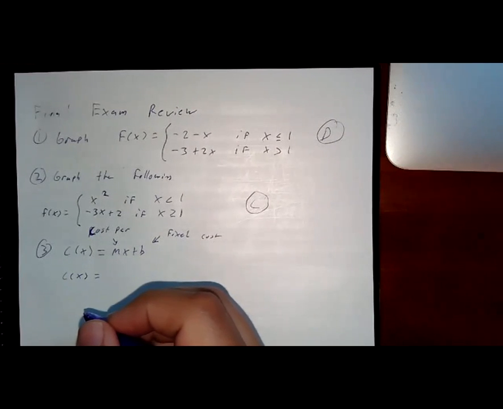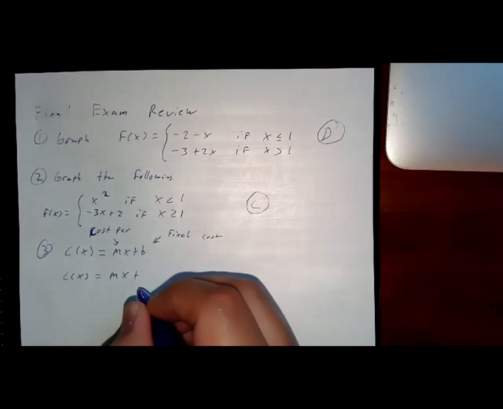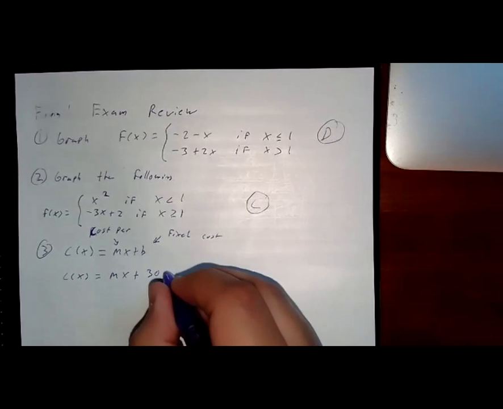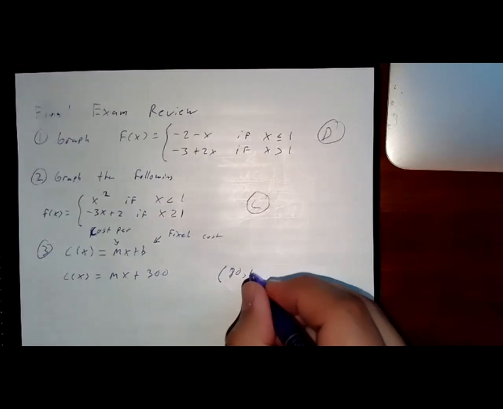So it says 80 items cost 4,300 to produce. So we don't know m. They didn't give it to us, but they gave us a fixed cost of 300. So we know this guy. But they gave us a point that 80 items cost 4,300.